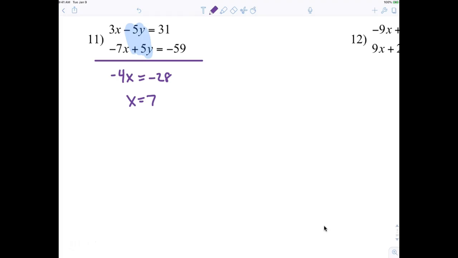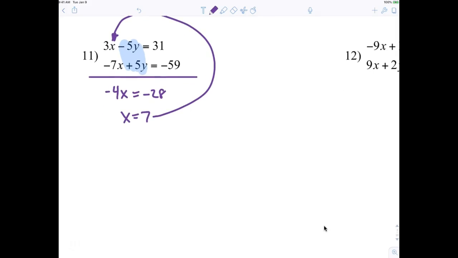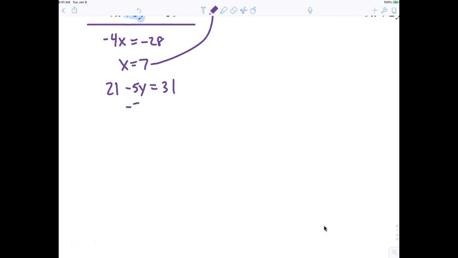Simple, simple, simple. All right. Now that I know x equals 7, I'm going to bring this over here and plug it in. And so now what? 21 minus 5y equals 31. Exactly. Yep. And then it's y equals negative 2. Couldn't have said it better myself. So now my answer is 7, negative 2.